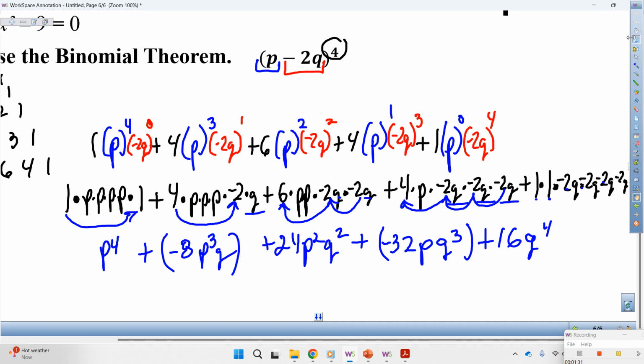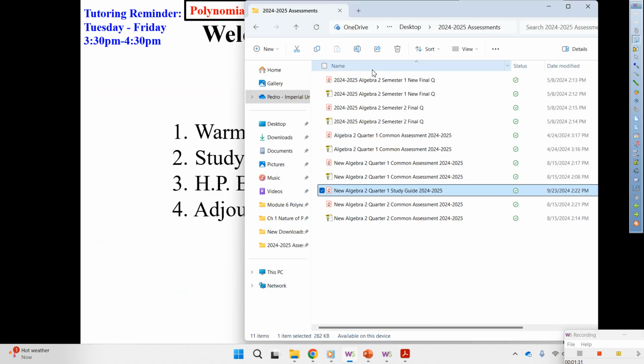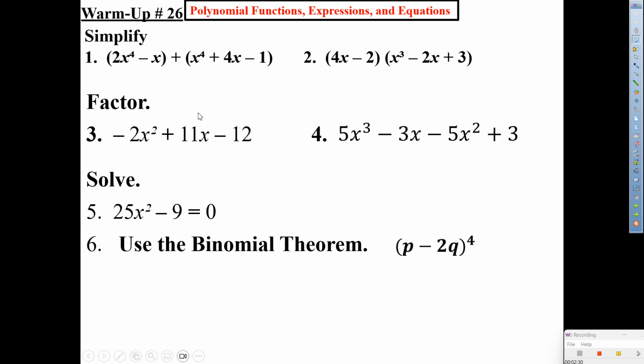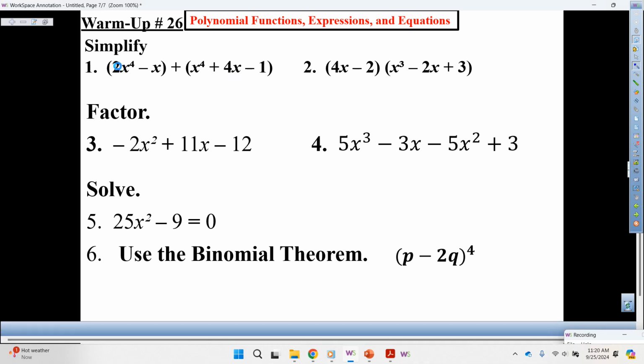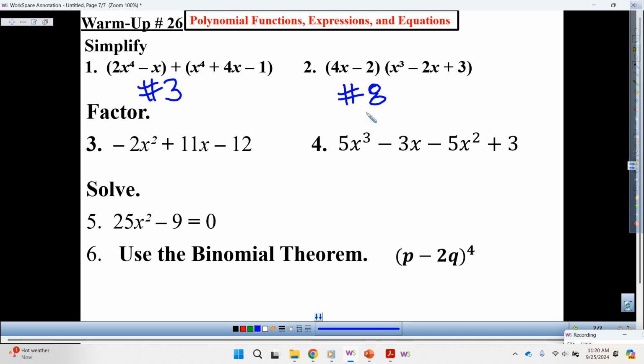So with that said, let's see. What number did number 1 correspond to on the study guide? Who's got it? All right, so number 1 corresponds to number 3 on the study guide. How about number 2? Rachel? Number 8 on the study guide? How about 3? Corresponds to which one on the study guide? Number 11 on the study guide? That is correct.